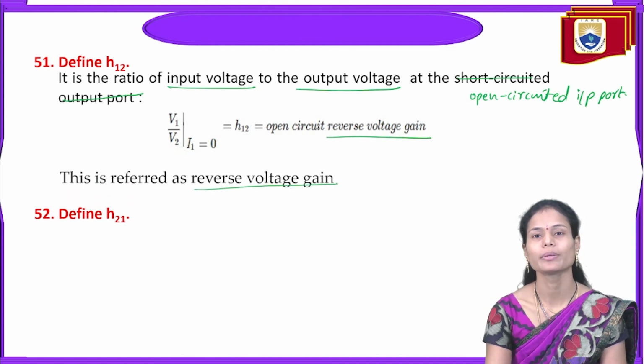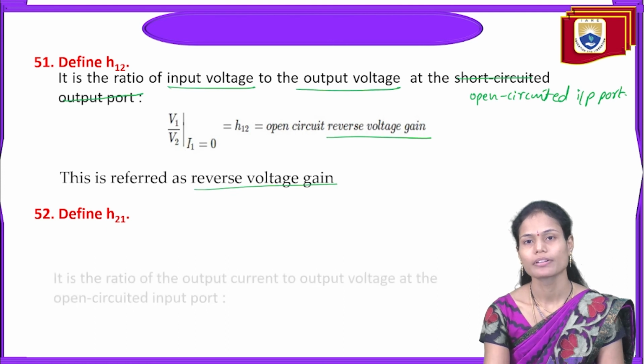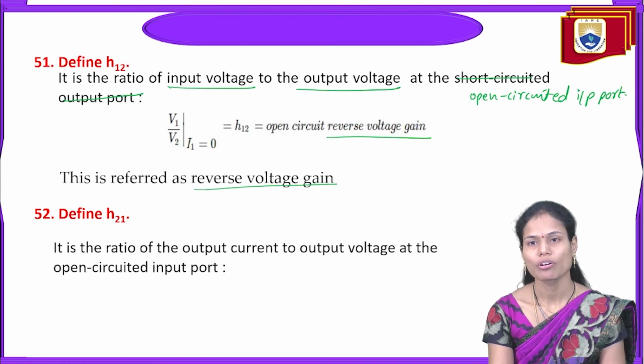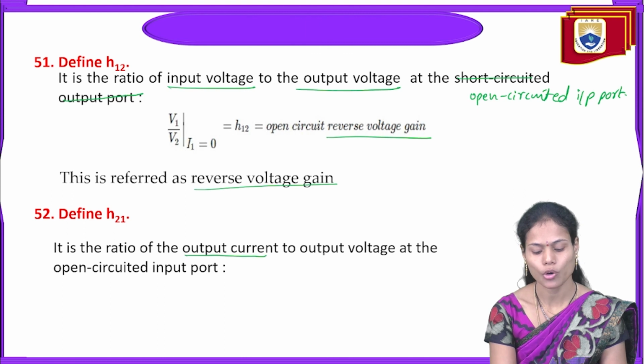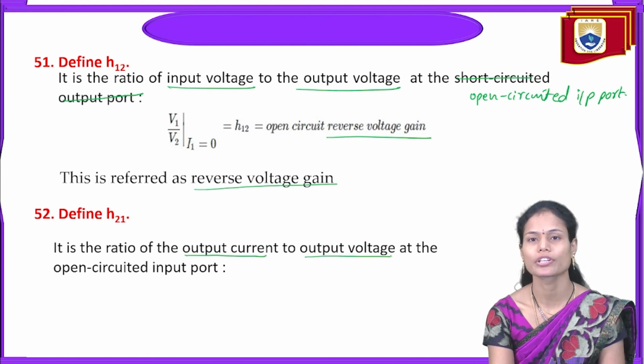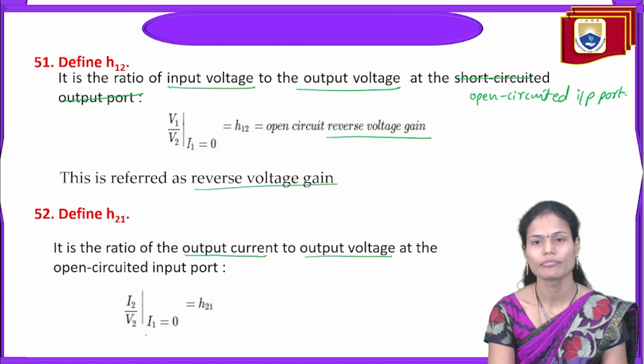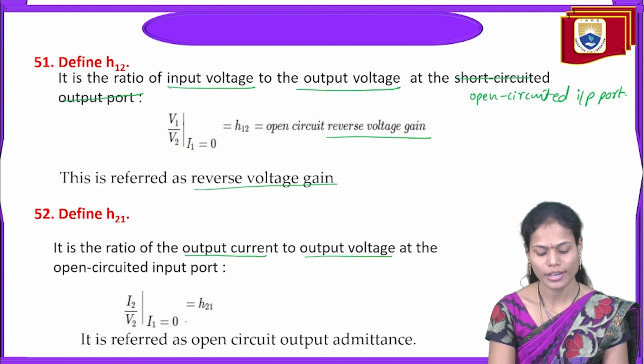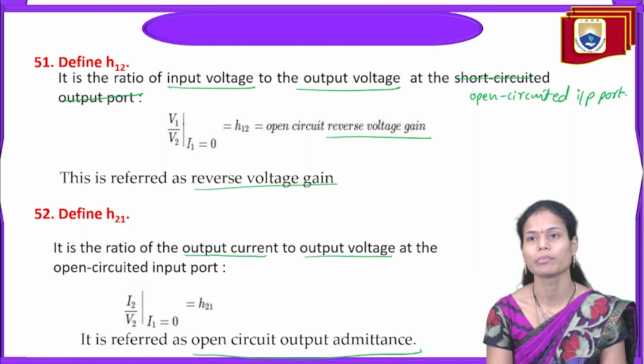And next, define H22. It is the ratio of output current to output voltage at the open circuited input port. So we can write it as I2 by V2 whenever I1 is equal to 0. It is called the open circuit output admittance.